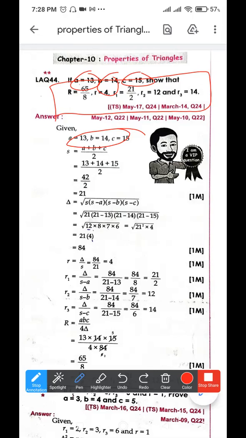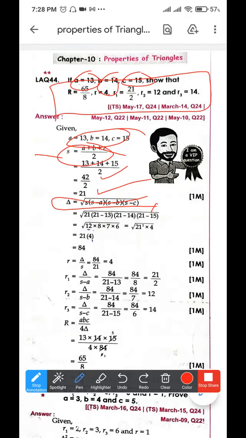Okay, 13 plus 14 plus 15 by 2 is nothing but 42 by 2. That will be 21. So we now found the value of S. After finding the value of S, find the value of delta. Do you remember this formula? This is nothing but Heron's formula that we have learned long back ago. Delta is equal to root of S into S minus A into S minus B into S minus C. And this formula we have also learned in Heron's formula. Remember Heron's formula?